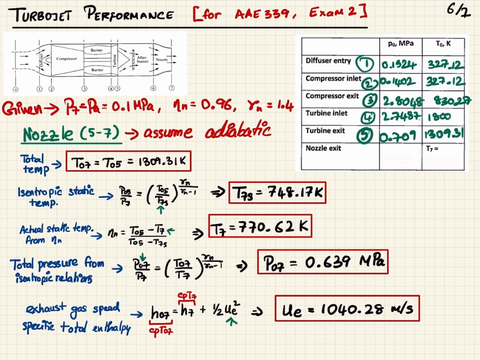We are given the nozzle efficiency as well as the static pressure at the nozzle exit. Note that this engine does not use an afterburner, so we are going directly from station 5 to station 7. We are going to assume that the nozzle is adiabatic, just like our diffuser. That means that the stagnation temperature is constant across the nozzle. To determine the static temperature, which is what we are asked for right here, we will need the isentropic static temperature.